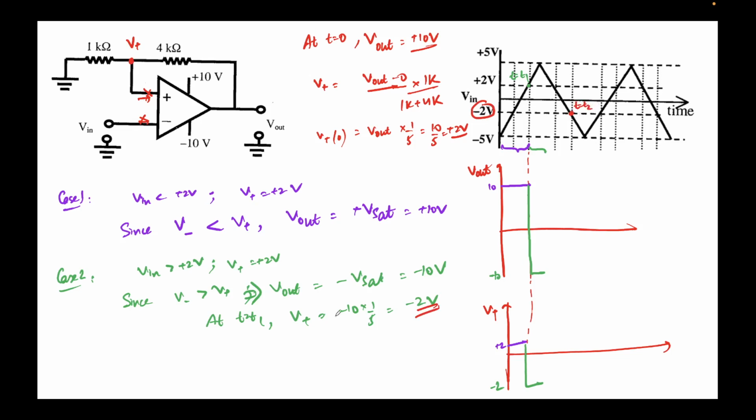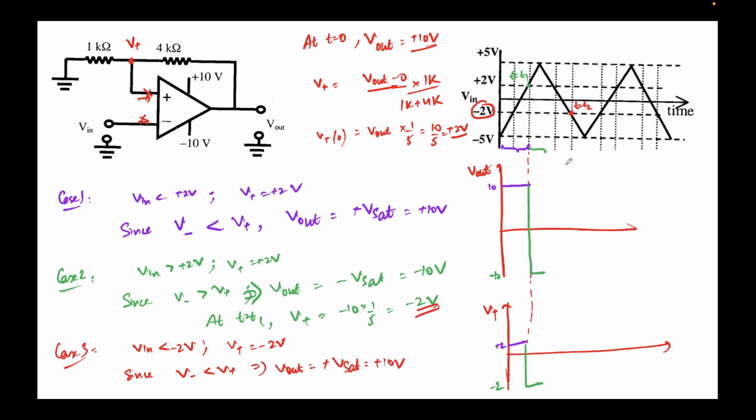So at T equal to T2, this is case 3. When V in becomes less than the reference voltage, which is now minus 2 volts, because V plus at this junction is minus 2 volts, we can write that since V minus is less than V plus, the comparator circuit will kick in again. The positive terminal has a higher potential as compared to the negative terminal. So V out will again become plus V sat, which means plus 10 volts.